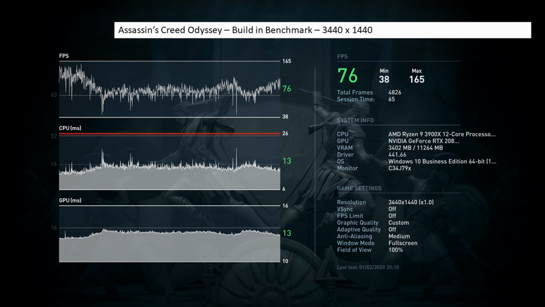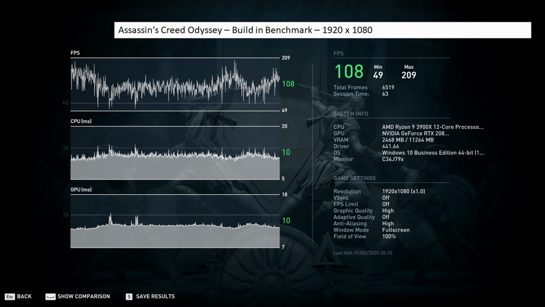Next thing I looked at was Assassin's Creed using the built-in benchmark at 3,440 by 1440 using the settings again that you can see on your screen. So here we had an average frames per second of 76, minimum of 38 and max of 165. And again, reducing the resolution down to 1920 by 1080 and the graphics quality down to high, we got 108 frames per second on average, minimum of 49 and a max of 209.